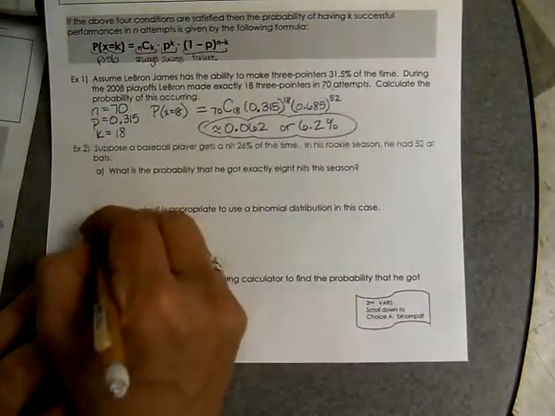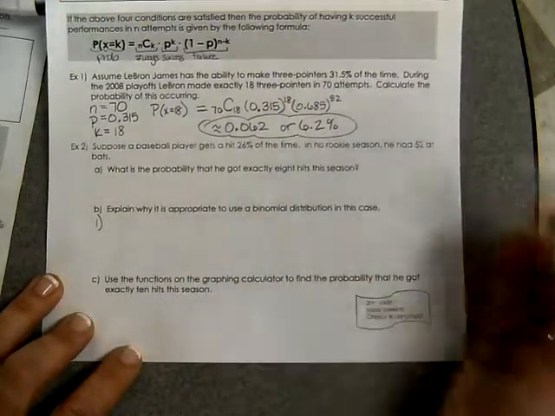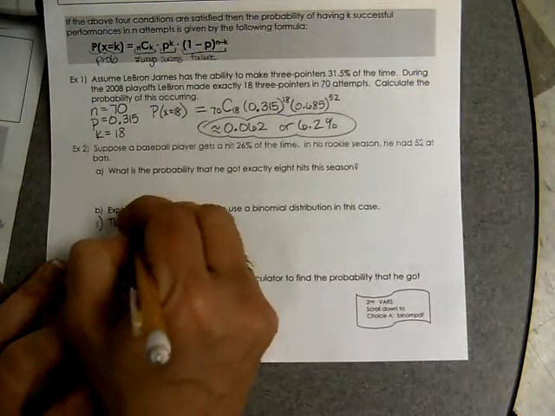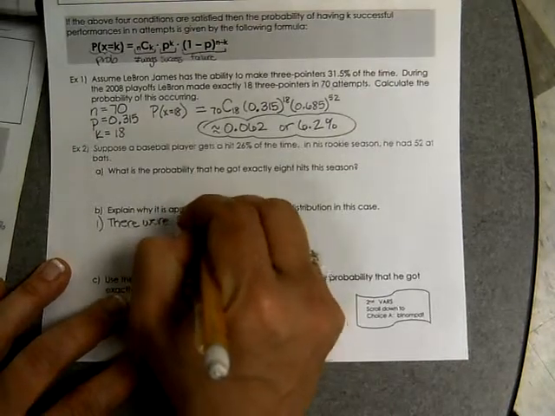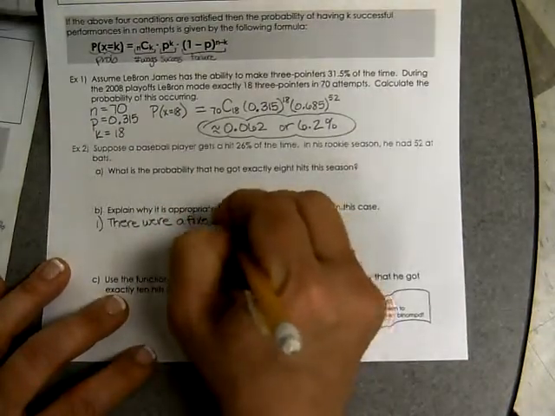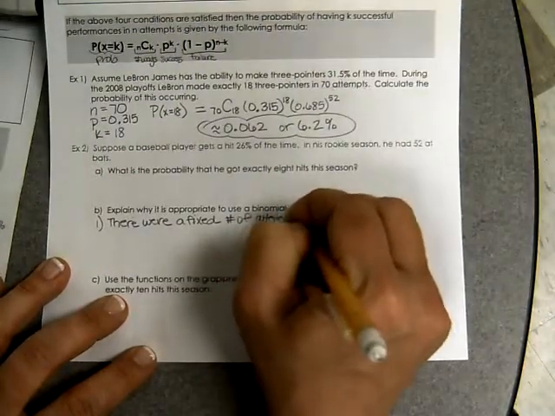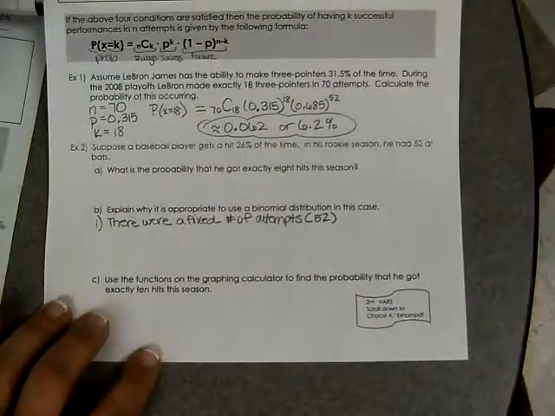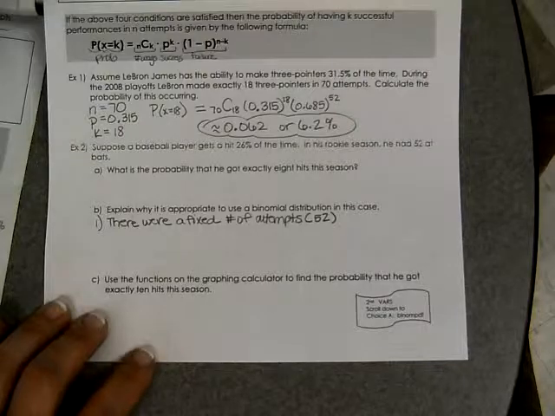The first thing is there needs to be a fixed number of attempts. And in this case, it said that he had 52 at-bats, so that we can use that for our fixed number of attempts. So it's appropriate because there were a fixed number of attempts that we know of in this situation. And let's just make a note that that was 52. That was our n. There were a fixed number of attempts.